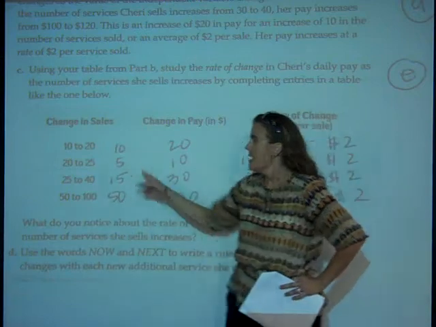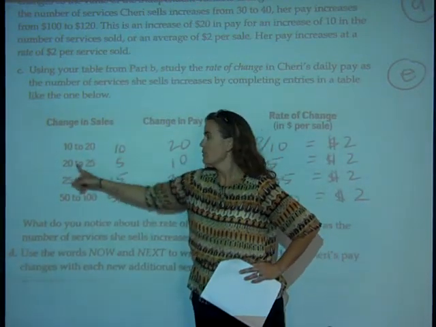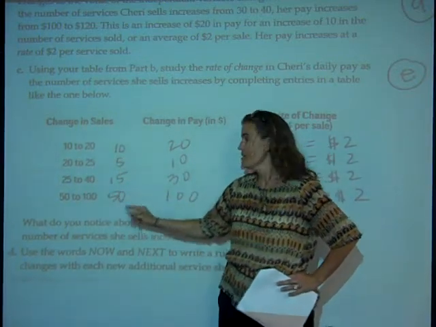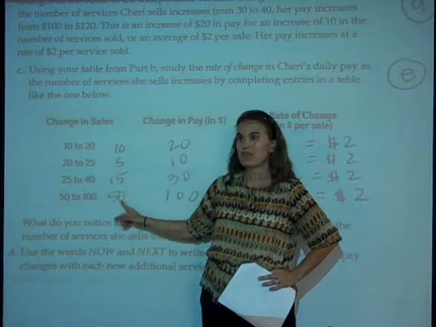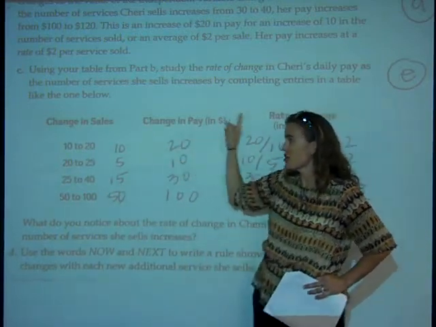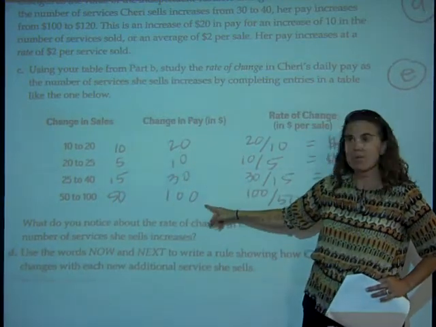And that number is representing the difference. Going from 10 to 20 was a difference of 10, right? 20 to 25 is a difference of 5. 25 to 40 is a difference of 15. And 50 to 100 is a difference of 50. Okay? So the change in pay each time, if you look at the chart, we're going up by 20, up by 10, up by 30, and up by 100.